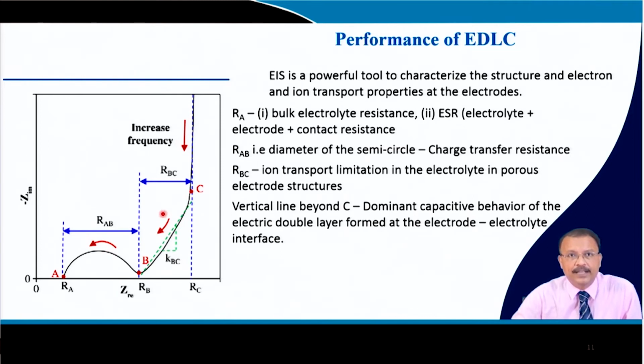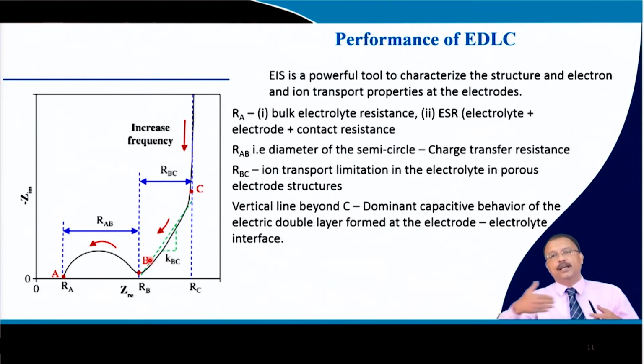So, at medium frequency range, this resistance R BC, this line, actually denotes the ion transport limitation in the electrolyte as well as in the porous electrode structure. The porous electrode structure is not very significant in case of EDLC, because the electrolyte certainly goes inside the porous electrode, but there is no change in the valence state of the active material. So, that will also be there, this porous electrode structure will offer some kind of resistance, and the transport of the ions through the electrolyte.